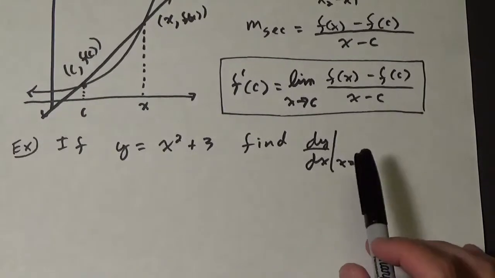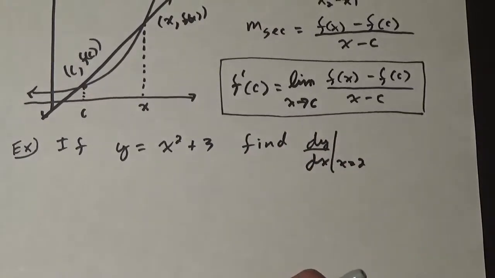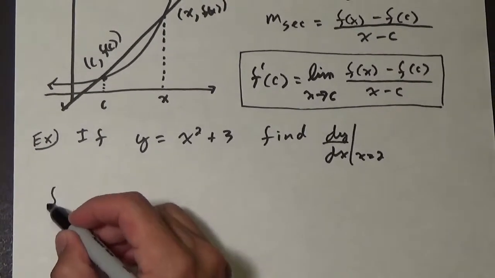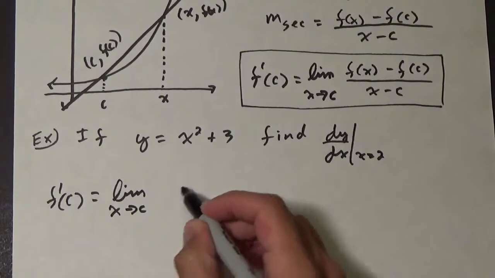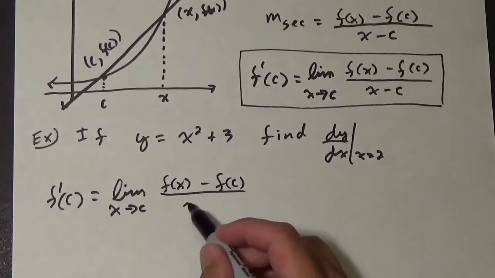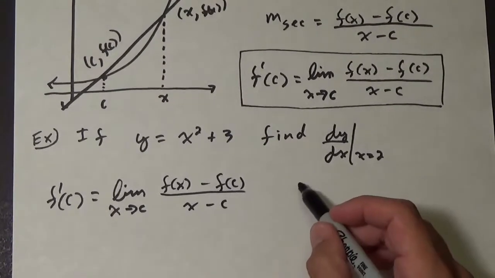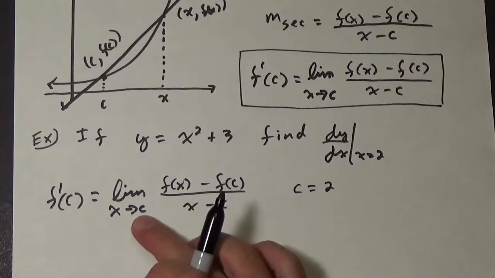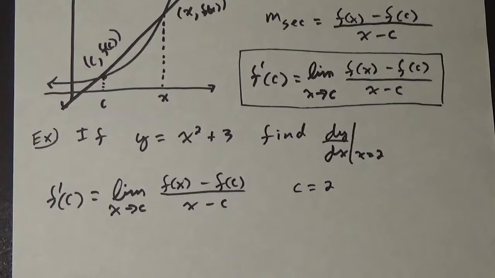Alright, now because we're evaluating this at x equals 2, we can use this form of the derivative. So we're going to have f prime of c equals the limit as x approaches c of f of x minus f of c all over x minus c, and in this case c is 2. So one thing about this alternative form of a derivative is you do have to have a value that you're looking for. So for this example, we are looking for the derivative at 2.